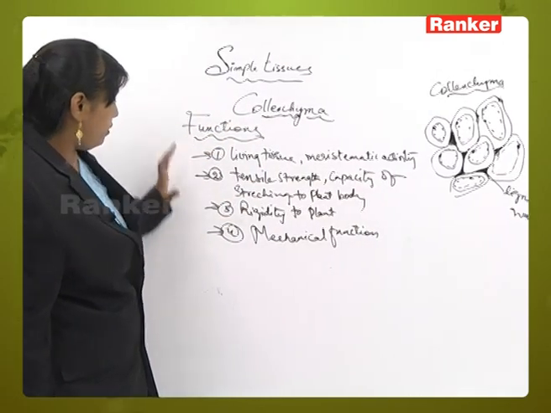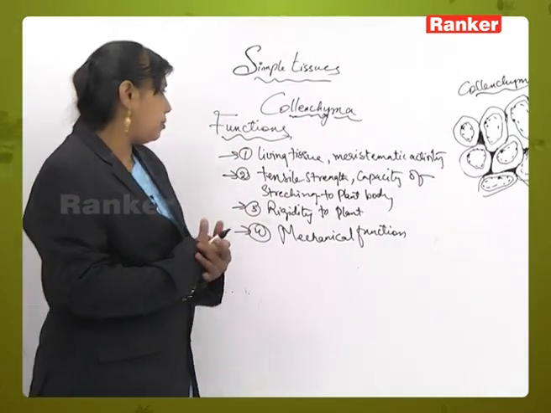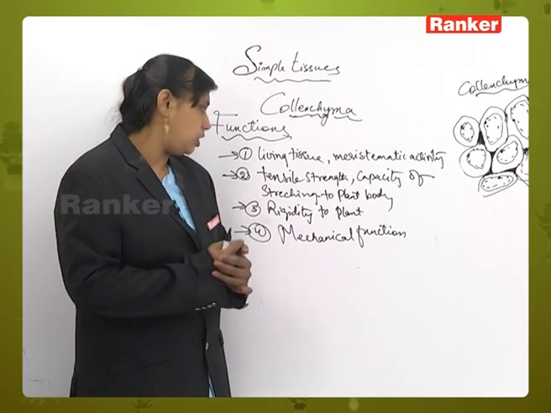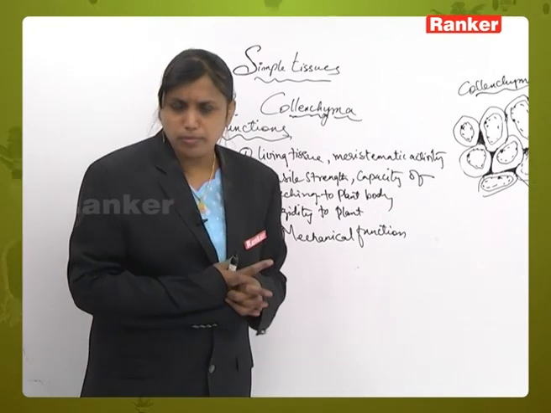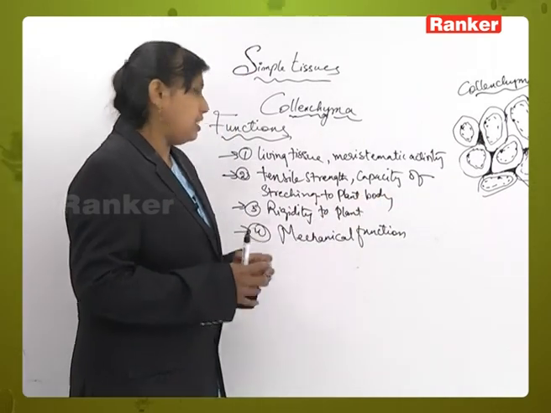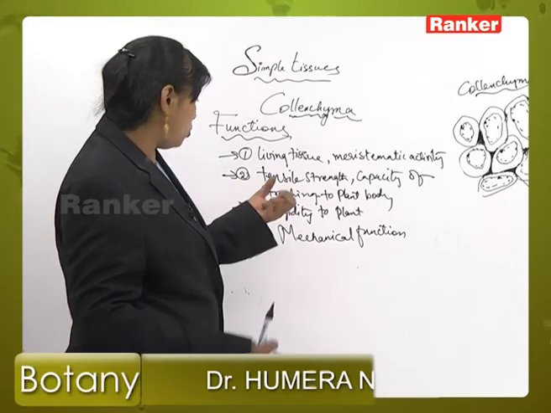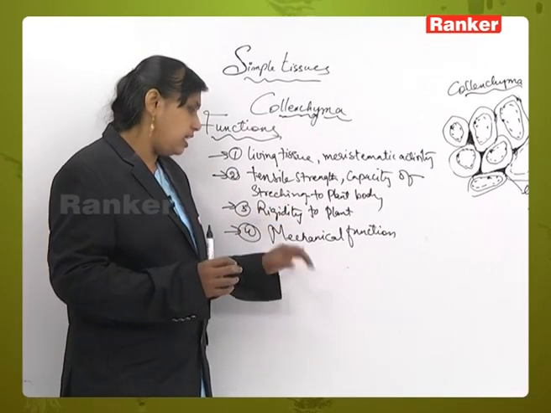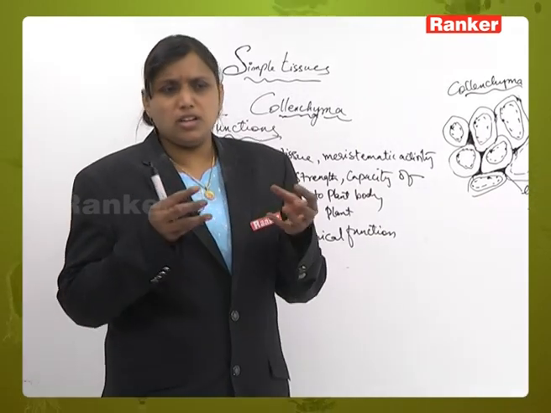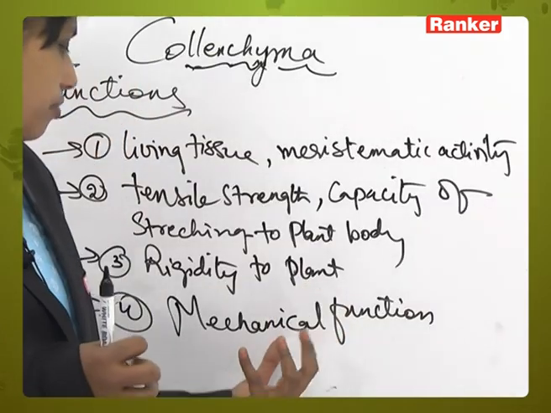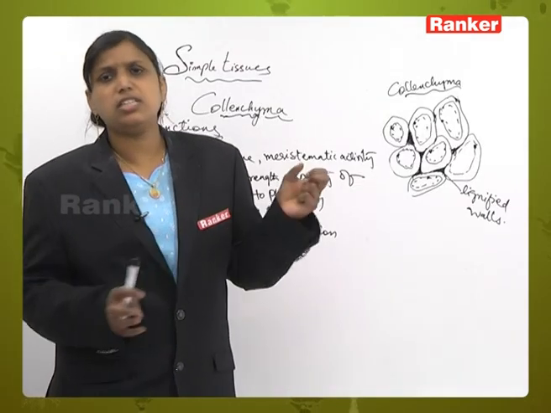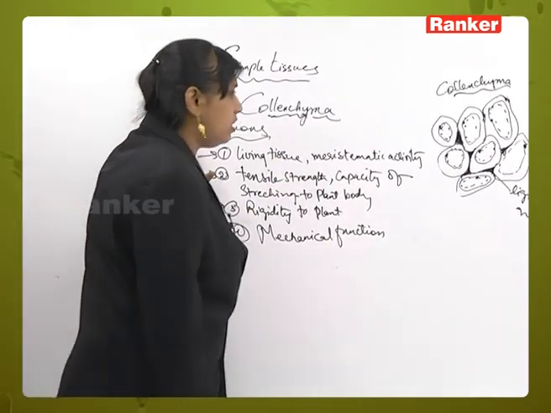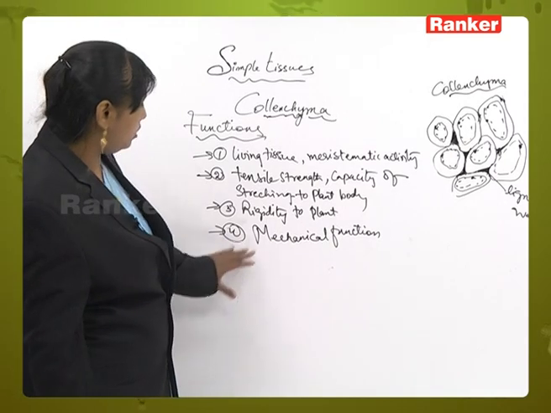Okay, these are the different functions which we can consider in Collenchyma. As we said, it is a living tissue and easily regains the capacity of dividing like meristematic tissue. It provides tensile strength to the plant body and also helps in stretching the plant body during growth. Next, it provides rigidity to the plant body till the sclerenchyma is fully developed. It is also capable of increasing the surface area as well as the size of the plant. Basically, it gives the mechanical function permanently to the plant body.